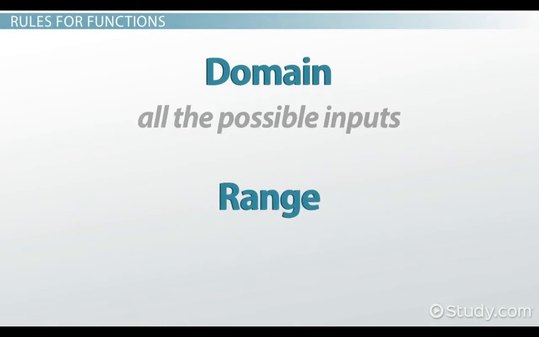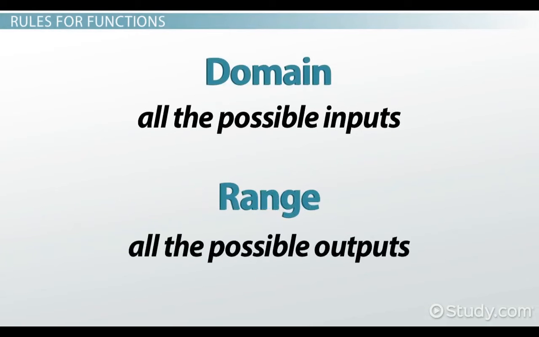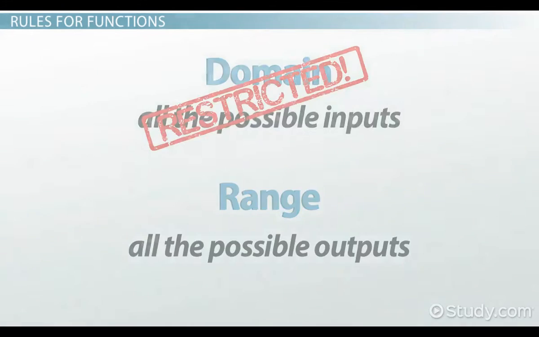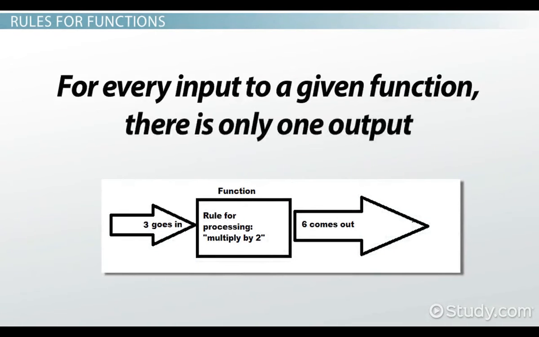The domain of a function is all the possible inputs. The range of a function is all the possible outputs. You'll get into the reasons why the domain of a function can be restricted in another lesson. For now, just remember that it can. Another important property of functions is that for every input to a given function, there is only one output.